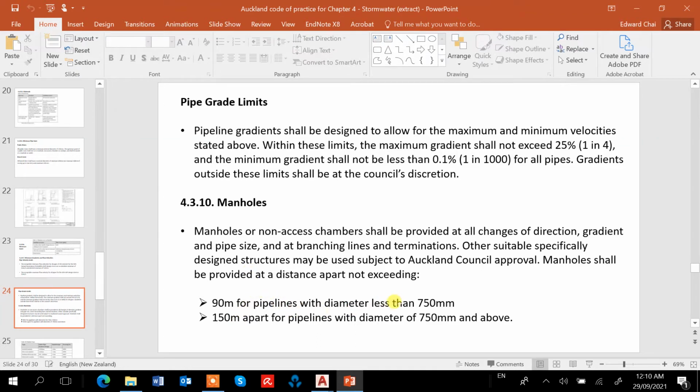So we need to design for the size of this stormwater pipe, and then the size of the manhole will be according to the size of the stormwater pipe as well. If the stormwater pipe is very big, probably you need a bigger manhole.